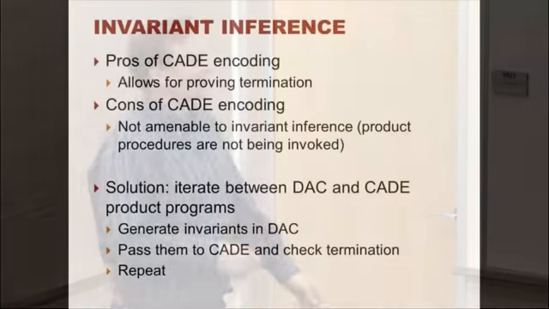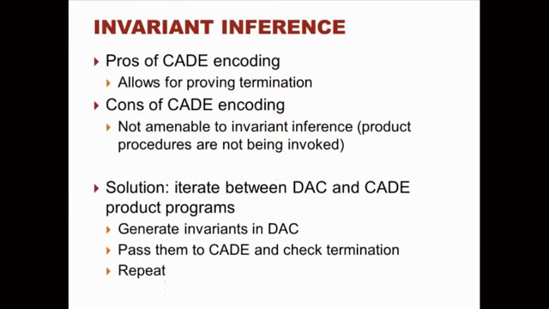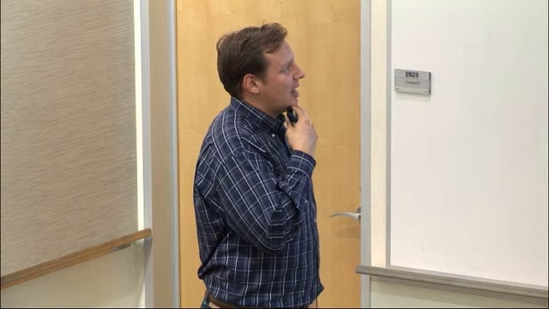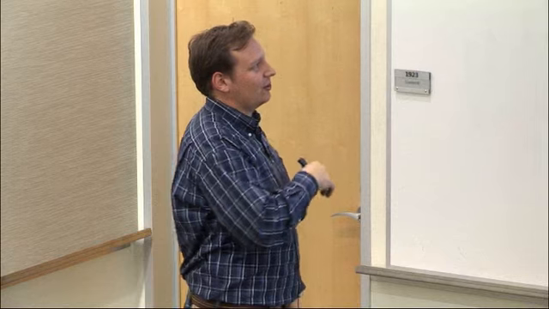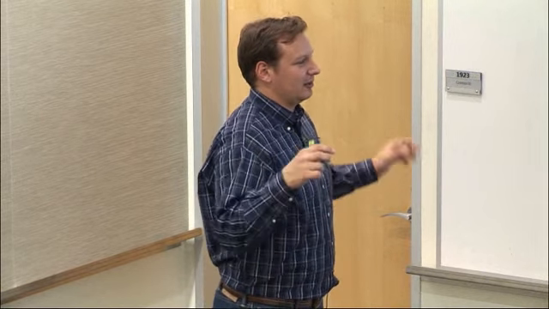Okay, so now we have these two encodings. We have the deck one, where you are actually invoking these combined procedures and where you can infer invariants. And we have this K encoding, which I just showed that we can use to prove termination, but it's not really clear how to do invariant inference here, because these product procedures are not being invoked anywhere. Instead you have these axioms.